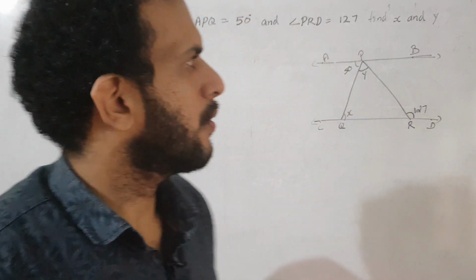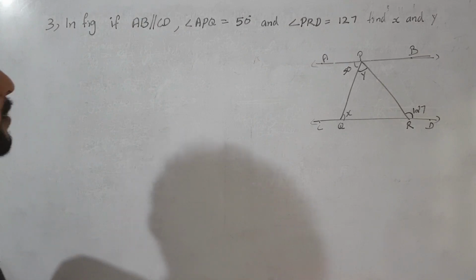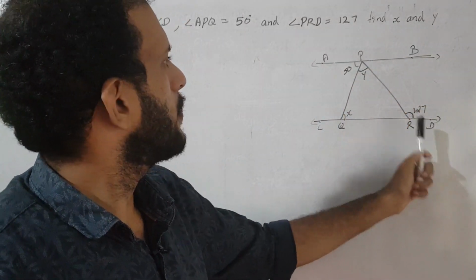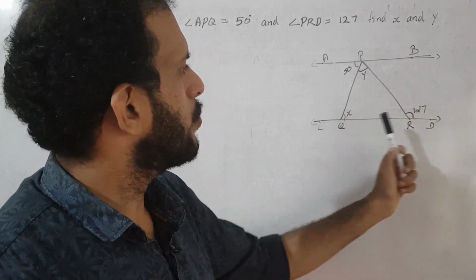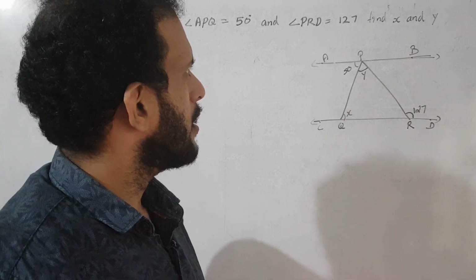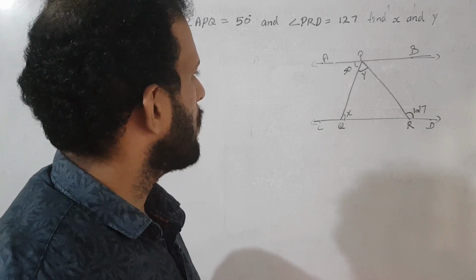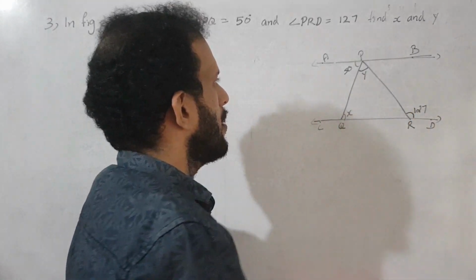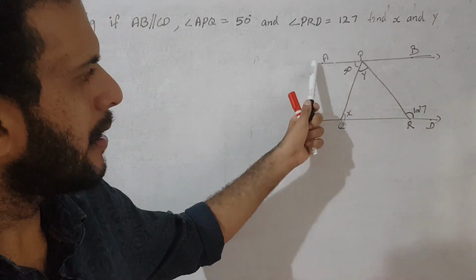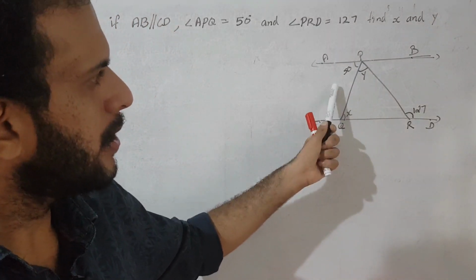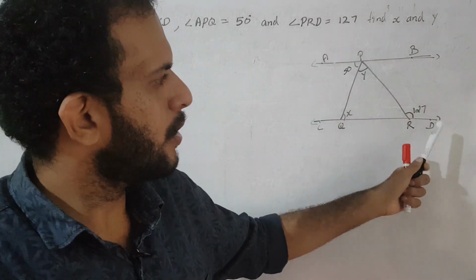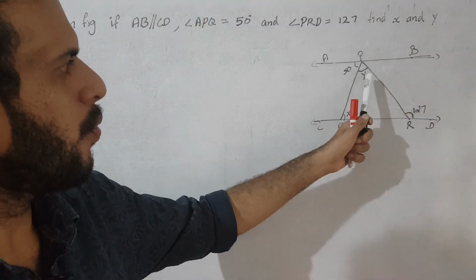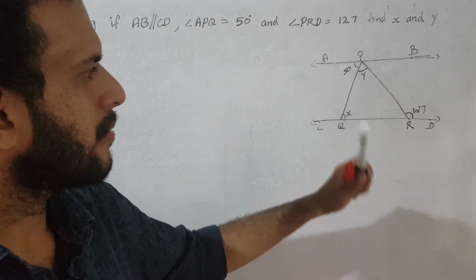So the question is very clear, it is given directly. AB is parallel to CD. The line AB is parallel to CD, and here we have other lines cut by the parallel lines. Those are PQ and PR. Then it is given that angle APQ is equal to 50, angle PRD is equal to 127. Then the question asks to find the value of Y and X.